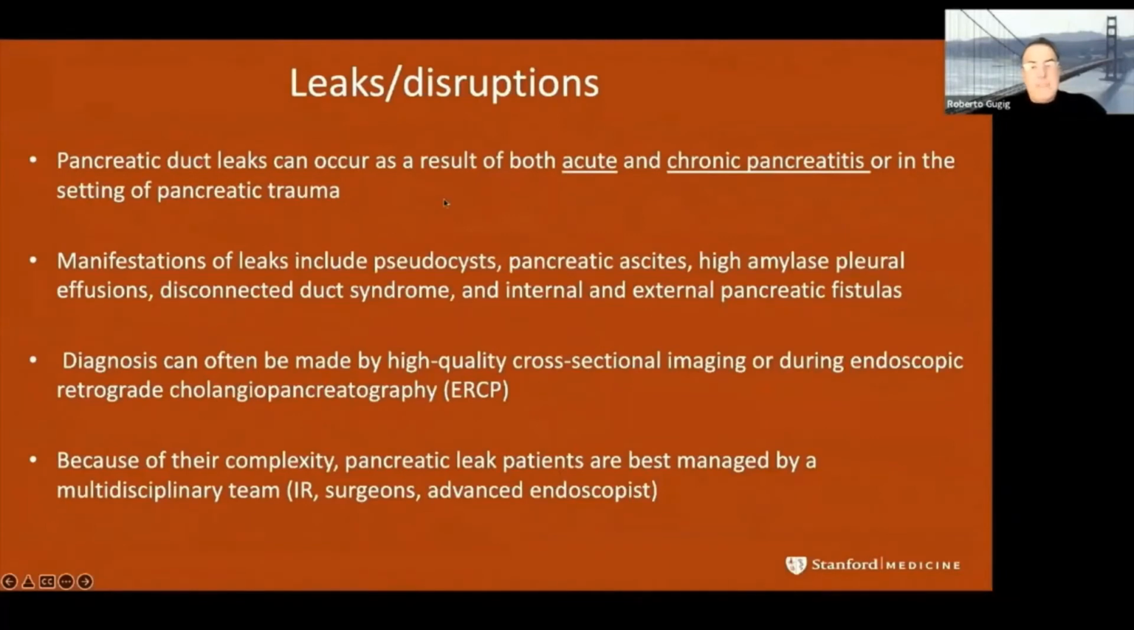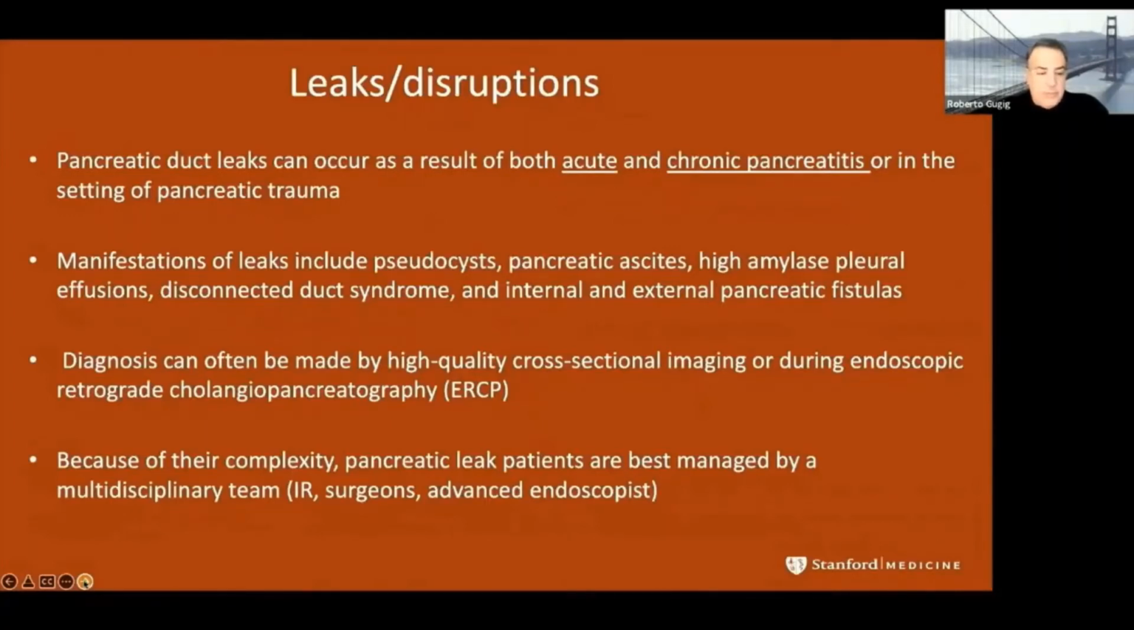So leaks can happen with acute and chronic pancreatitis. They can present in a variety of ways, such as pseudocysts, ascites, pleural effusions, disconnected duct syndrome, and internal and external pancreatic fistulas, which sometimes are quite difficult to diagnose. The majority of the diagnoses you can make with high quality cross-sectional imaging, but sometimes we have to use ERCP to actually make the diagnosis.